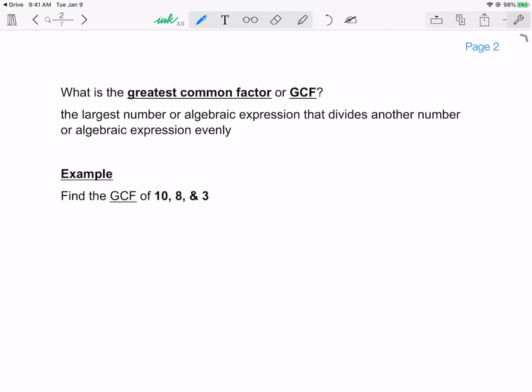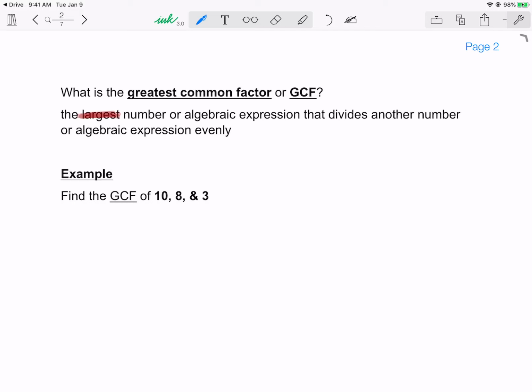So let's talk about what the greatest common factor, also known as GCF, is. Simply, it's the largest number or algebraic expression. The key word is largest here, so let me leave largest highlighted. It's the largest number or algebraic expression that divides another number or algebraic expression evenly. When we talk about GCF, we're going to have a list of numbers or a list of algebraic expressions, or some combination of those.